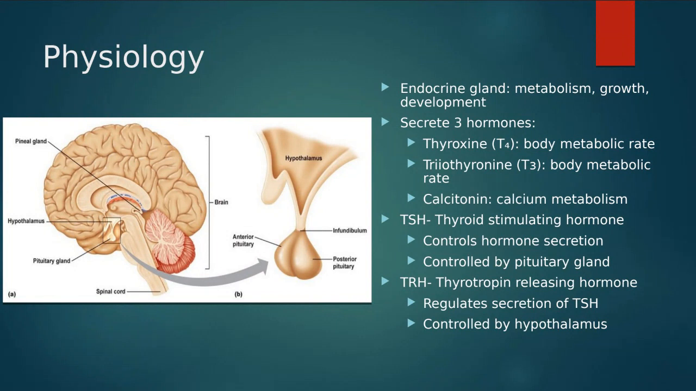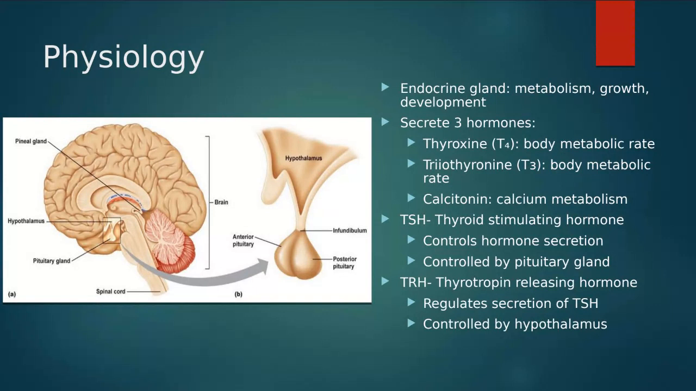So we need to check that thyroid because the thyroid is responsible for that calcium metabolism. Now, we also know that our thyroid is going to be controlled by our TSH, our thyroid stimulating hormone. Now, this is going to help us control our hormone secretion, and it's also going to be controlled by the pituitary gland. So the thyroid isn't producing TSH, right? It's responding to TSH because it's being produced by the pituitary gland. So our pituitary gland is secreting and controlling how much thyroid stimulating hormone we have.